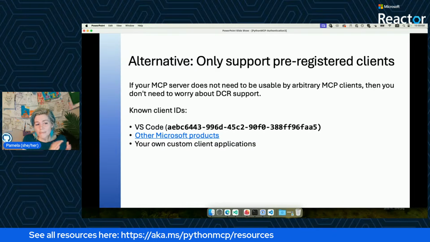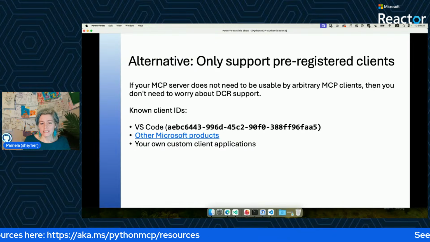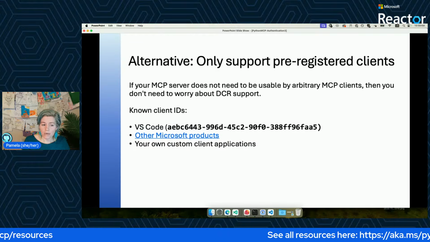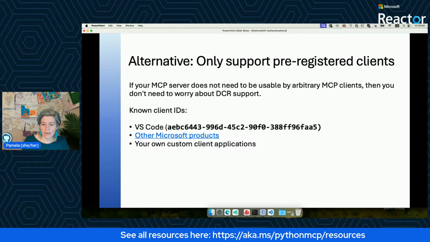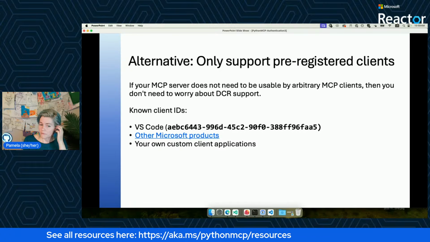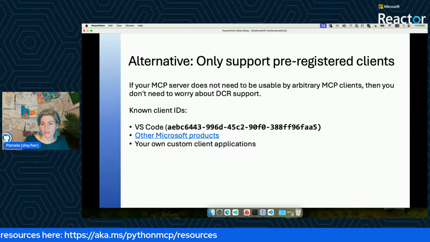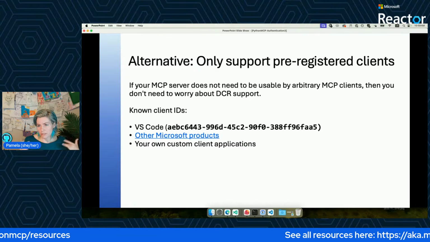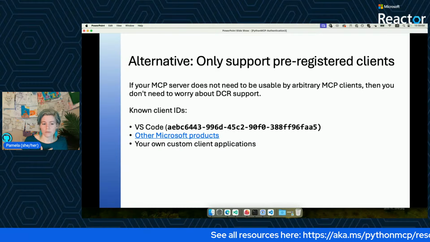Now, it is possible that maybe you don't need this support by arbitrary MCP clients. In that case, you don't have to use the proxy. You could just use pre-registered client IDs, right? Specifically, if you're doing just for VS Code, there is a known client ID for that. And you could just pre-register that client with your Entra app.